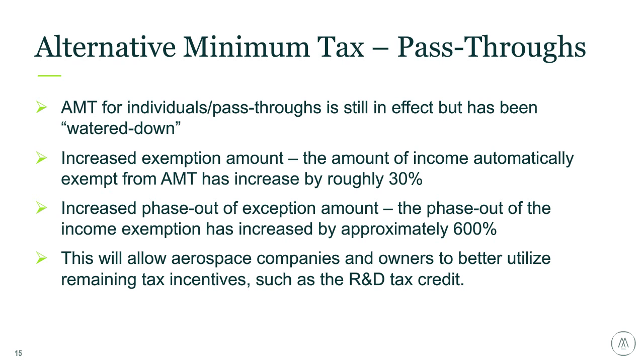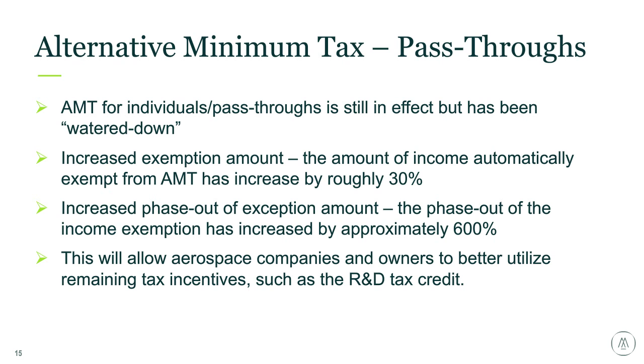And so the way that this new AMT has been essentially watered down is that first, the amount of income automatically exempt from AMT, or the exemption amount, has been increased by roughly 30%. So it's now up to about $110,000 for individuals married filing jointly. The second aspect is probably more important, and that's that the phase out of the income exemption has been increased by about 600%, and it's now up to $1 million for married filing jointly.